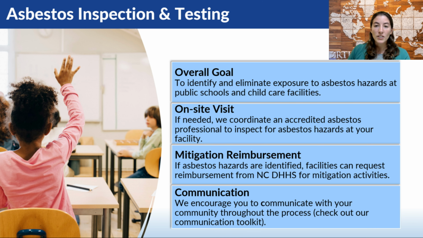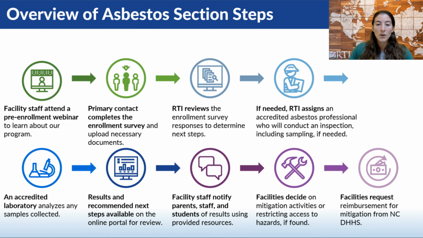To begin, the overall goal of this section of the program is to identify and eliminate exposure to asbestos hazards at public schools and childcare facilities. For facilities that require an inspection, we will coordinate an on-site visit by an accredited asbestos professional. If hazards are identified, facilities can request reimbursement from NCDHHS if they decide to perform mitigation activities. We encourage you to also be communicating with your community regarding your progress through the program. We provide communication resources on our website that makes it easy to update staff, parents, caregivers, and students on the program.